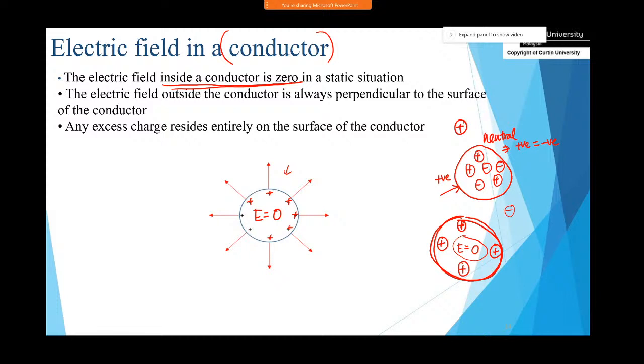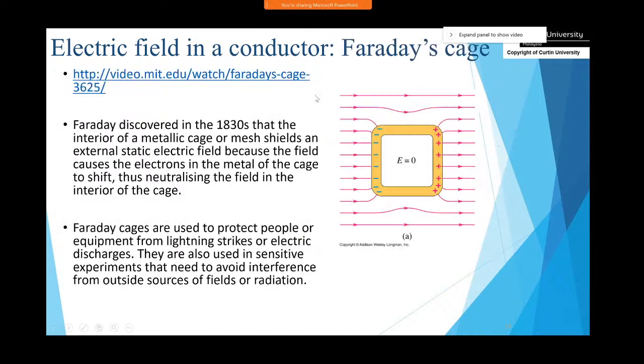Alright? So your electric field inside the conductor is always 0. And outside the conductor, the electric field is perpendicular to the surface of the conductor. Okay, and all the charge will be on the surface only. So that is the characteristic of the electric field in the conductor. So if you look at here, the electric field in the conductor, hold on.